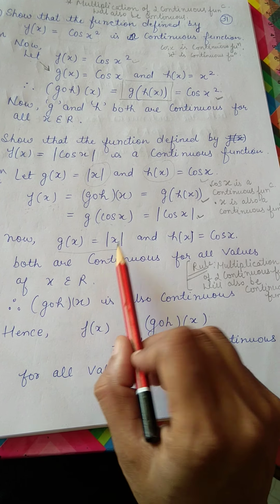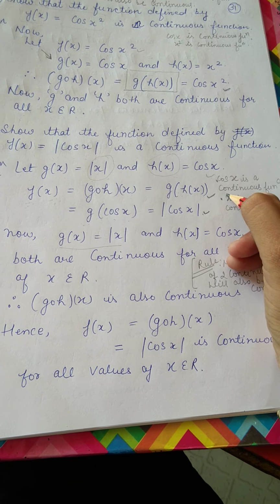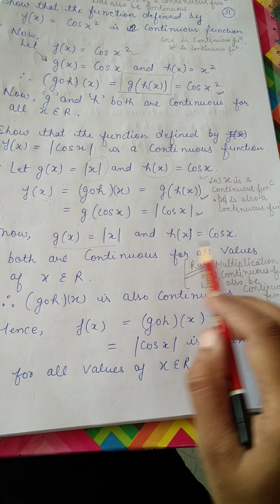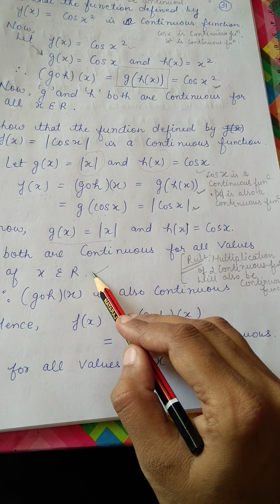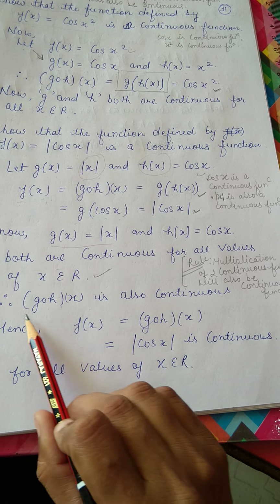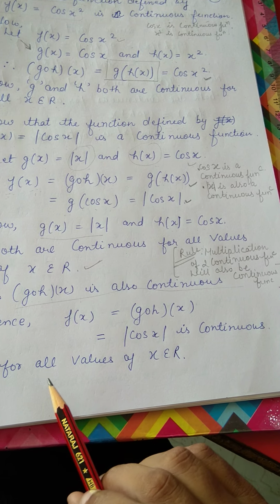Therefore g(x) is equal to this, which I have already told you, and h(x) = cos x. Both are continuous for x belonging to R. It means your g(x) is also a continuous function.